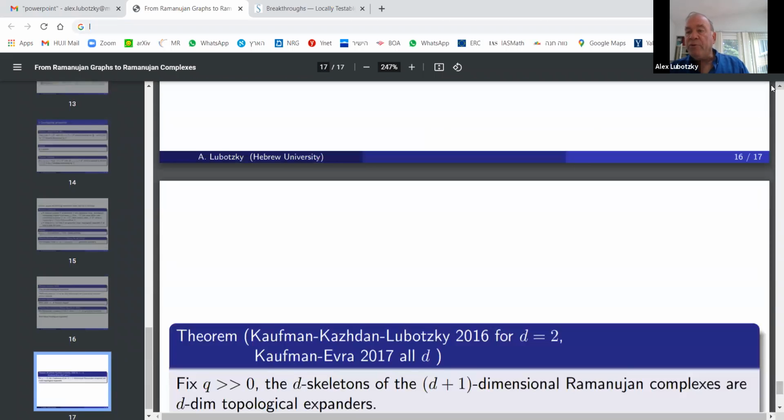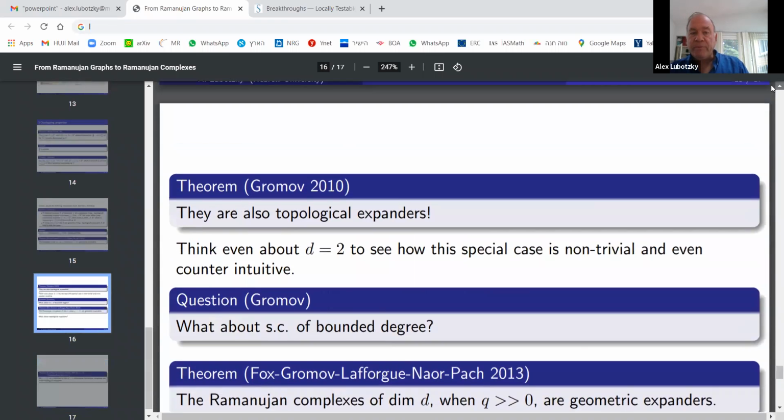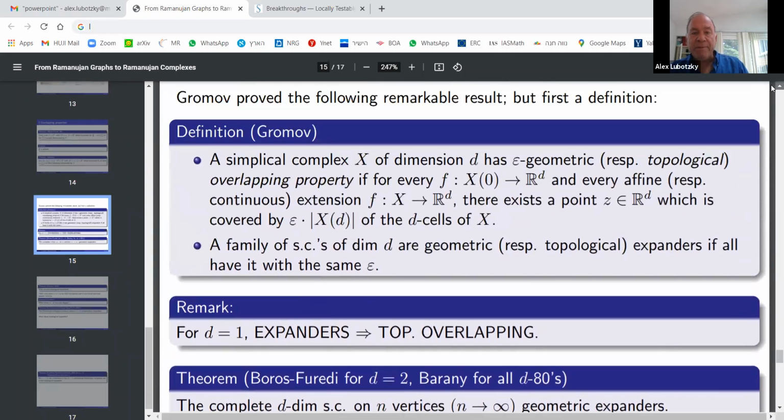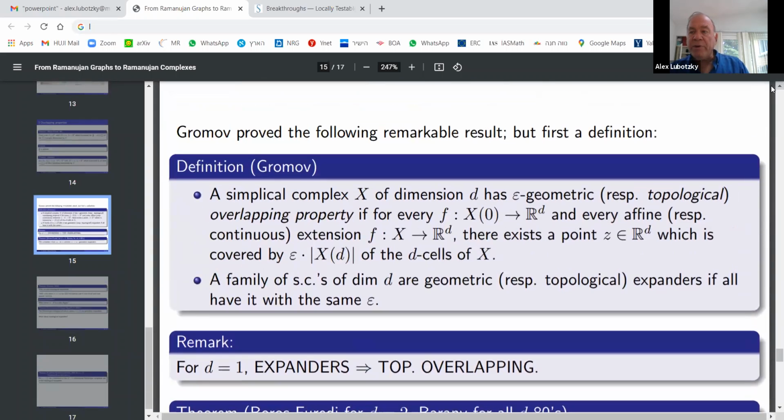Oh, sorry. A few years ago, Gromov came up with an amazing theorem, but this theorem completely changed the point of view on this type of problem of Boros, Füredi, and Bárány. Let me give first the definition of Gromov's, in a language which we are using now, not exactly the language which Gromov used.